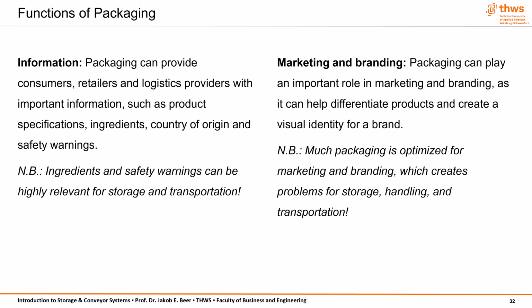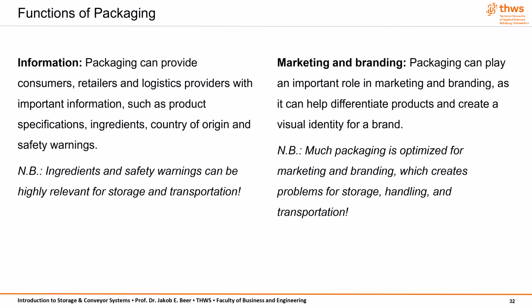Packaging may display product specifications, ingredients, country of origin, manufacturer or batch number, handling instructions, and, in many cases, safety warnings. From a logistics perspective, this information can be critical. For example, let's consider a warehouse storing chemicals or pharmaceuticals. Knowing whether a product is flammable, temperature sensitive, or hazardous determines how and where it can be stored.